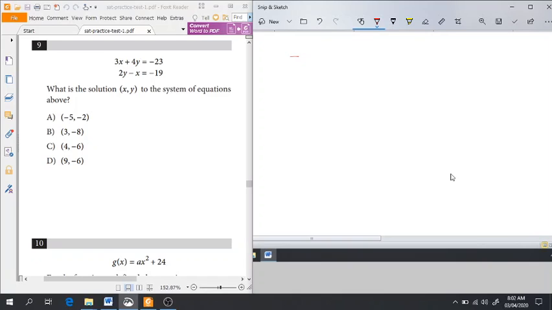The second expression I can rewrite as x equals 2y plus 19. So we have 2y minus x equals 19. I have to get rid of x, so I add x on both sides, so this gets cancelled out. Then we are left with 2y equals x minus 19. So add 19 on both sides, so that gives you 2y plus 19 equals x. This is what I did here.